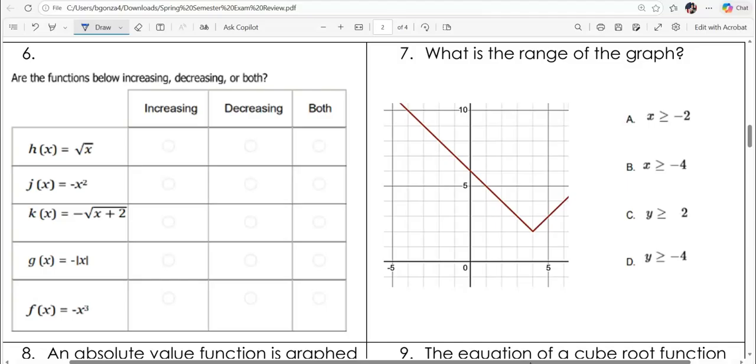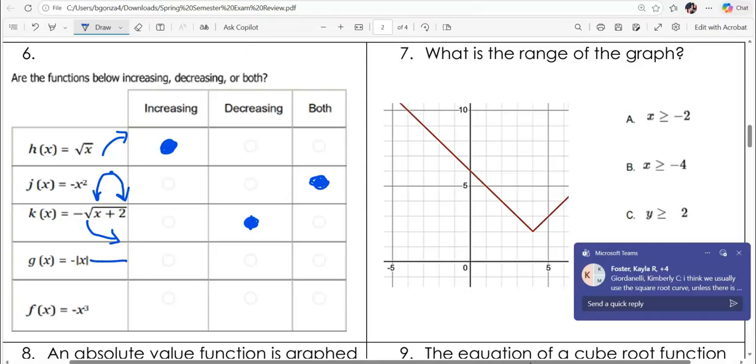Are the functions increasing, decreasing, or both? Positive is increasing, and it only goes up, so it's increasing. This one goes like this, it's only increasing. Now this one starts, it goes up, and then it goes down. So it increases, then it decreases, that's both. Now this one is a negative square root, so it's only going down. It's only decreasing.